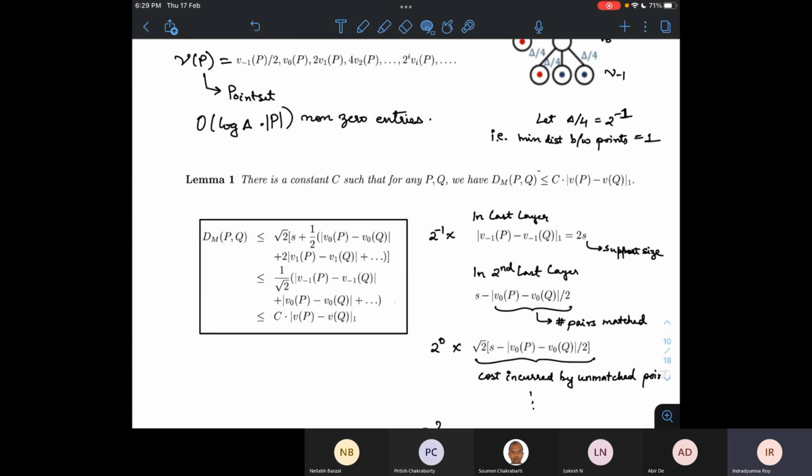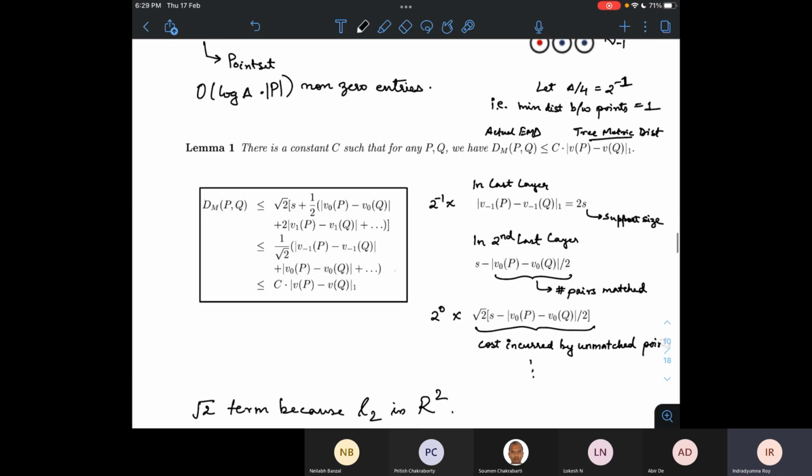So here, the first bound is that the EMD, so let me write it like this. This is the actual EMD distance between the two sets of P and Q, and this is the tree metric distance. So we want to bound that our tree metric distance is within some range of the actual EMD. The actual EMD is within some range. So we want this constant C to be as low as possible.